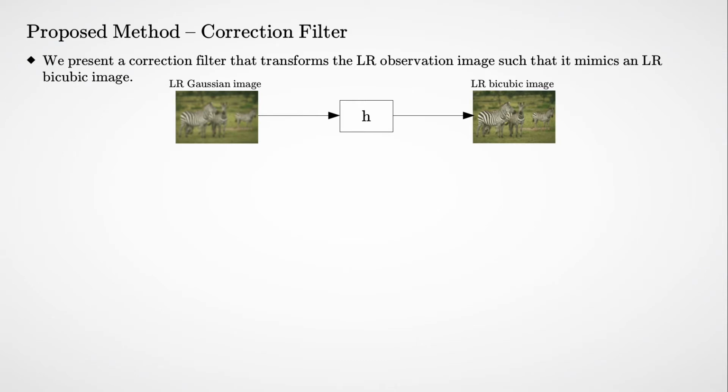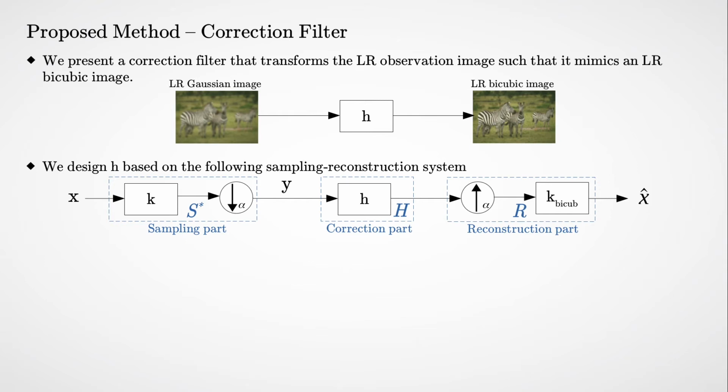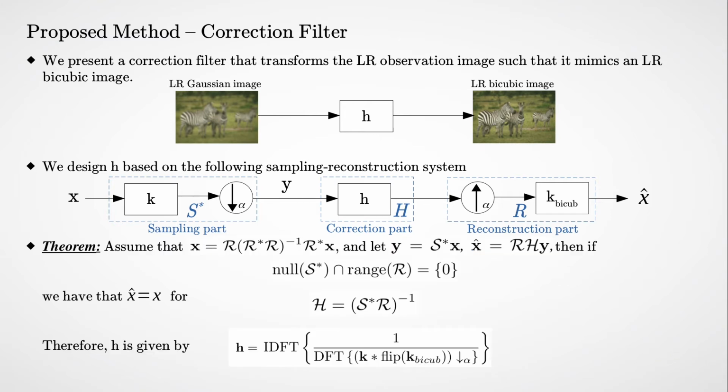In this work, we propose to apply some filter H on the observed low-resolution image that transforms it into the low-resolution bicubic image. This leads to the following sampling and reconstruction system from the theory of generalized sampling. Assuming that X is in the range of the projection onto R and that the null space of S star does not intersect with the range of R, we have a perfect reconstruction of X using the following H, which is equal to the inverse of K convolved with a bicubic kernel followed by subsampling.